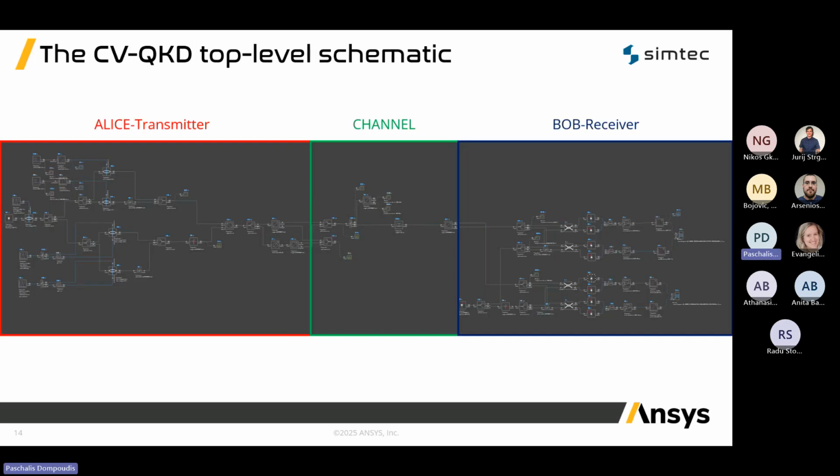So here we have the whole continuous variable QKD link in one picture inside INTERCONNECT. It is broken into 3 color-coded regions. First, we have Alice in red. We will discuss each part in the later slides. In green, we have the channel, which essentially is just the fiber. And then in blue, we have Bob, which is the receiver.